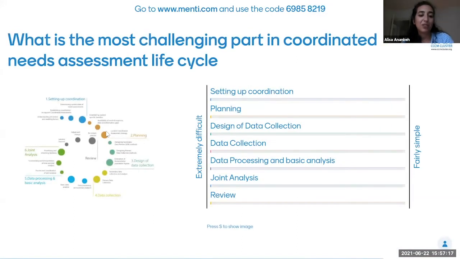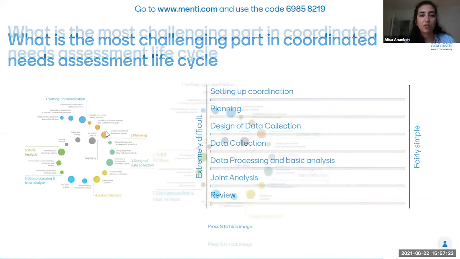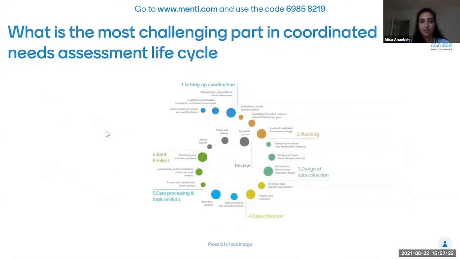And the next question is basically: what is the most challenging part in coordinating the needs assessments lifecycle? I'm going to put up first the image that I have here. This is the basic image of the cycle, where you're setting up a coordination, planning the assessment, doing the data collection, data processing, joint analysis, etc. All of them have different levels. All of them are usually going in a cycle.